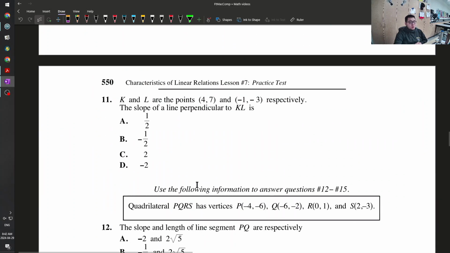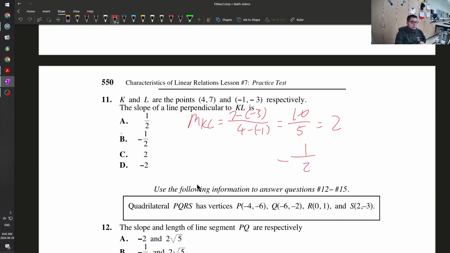K and L are the points, and we need the slope of a line perpendicular to KL. First we have to find the slope of KL, and then take the negative reciprocal of it. So slope is y2 minus y1, 7 minus negative 3, over 4 minus negative 1. 10 over 5, which is equal to 2. What is the negative reciprocal of 2? Well, it's negative 1 over 2. 11 is B.